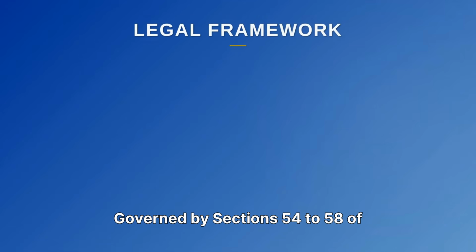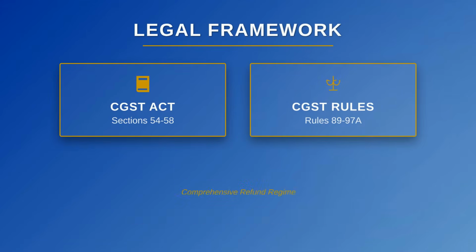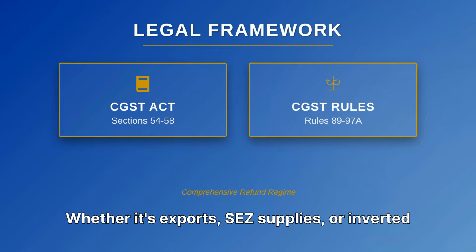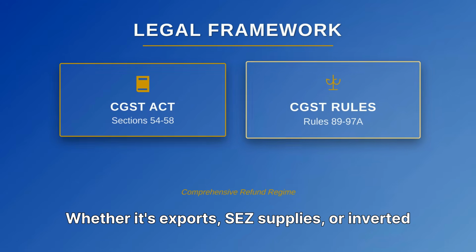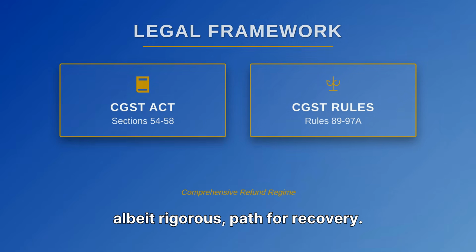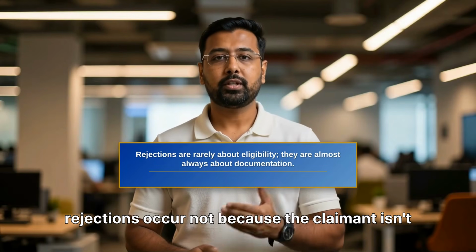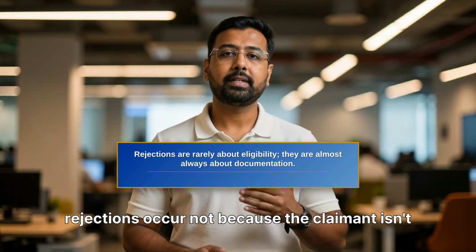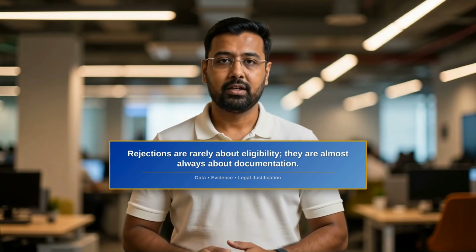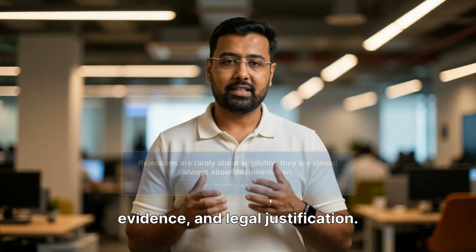Governed by Sections 54 to 58 of the CGST Act and Rules 89 to 97A, the refund regime is comprehensive. Whether it's exports, SEZ supplies, or inverted rate structures, the law provides a clear, albeit rigorous, path for recovery. A critical insight for every taxpayer: most rejections occur not because the claimant isn't eligible, but because of failures in documentation and reconciliation. A successful file requires three layers: data, evidence, and legal justification.